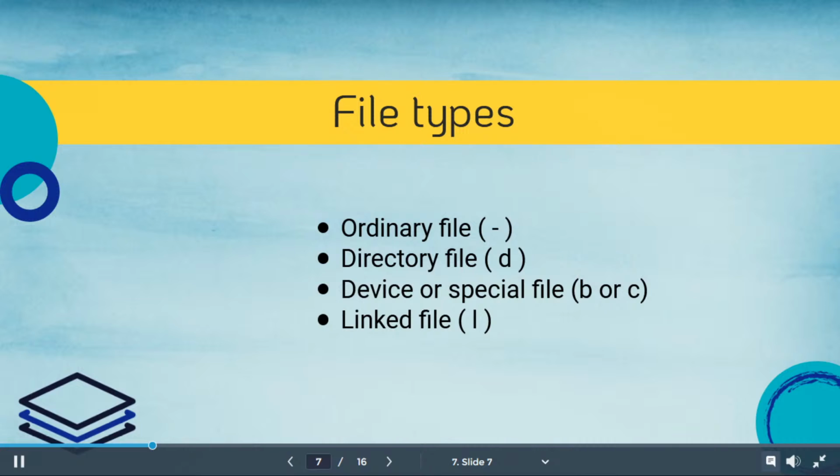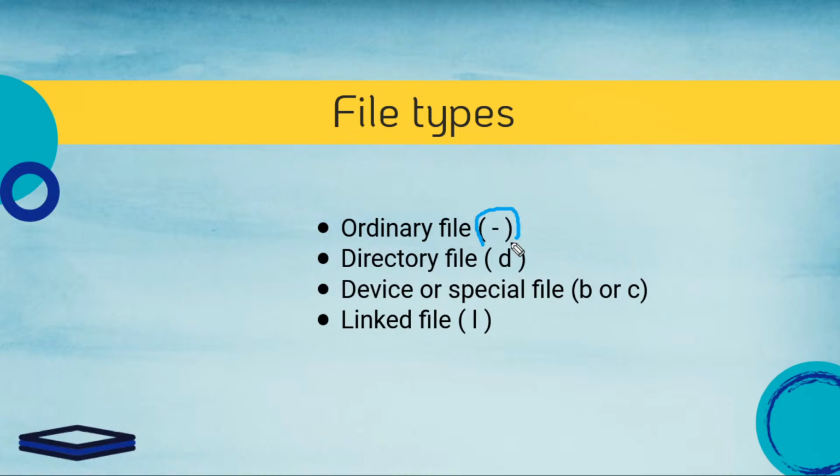Hyphen is an identifier for an ordinary file. Any text file will have hyphen as an identifier. It does not mean only ASCII text. Any file with content, irrespective of the type of content. It could be an executable file, a normal text file. So all files with content have the identifier hyphen.